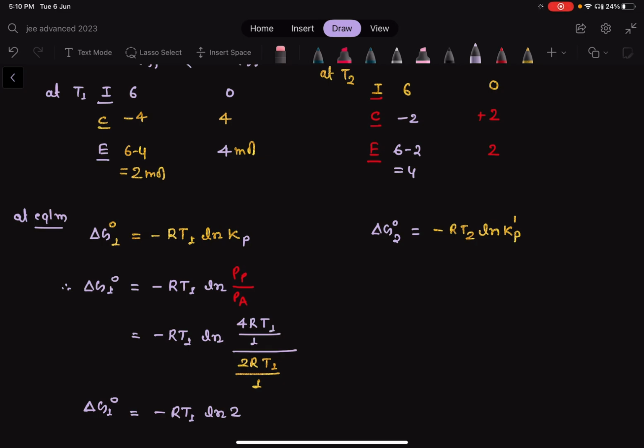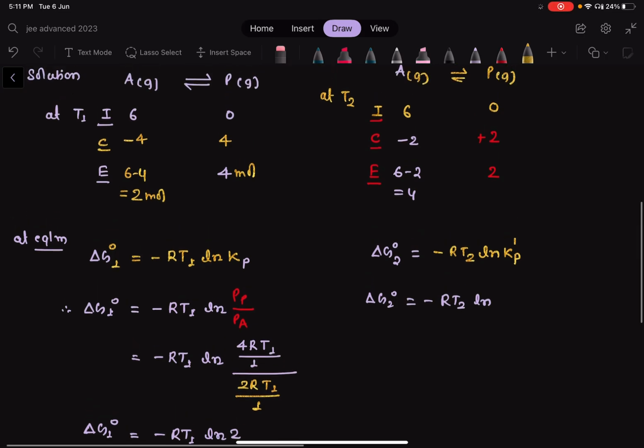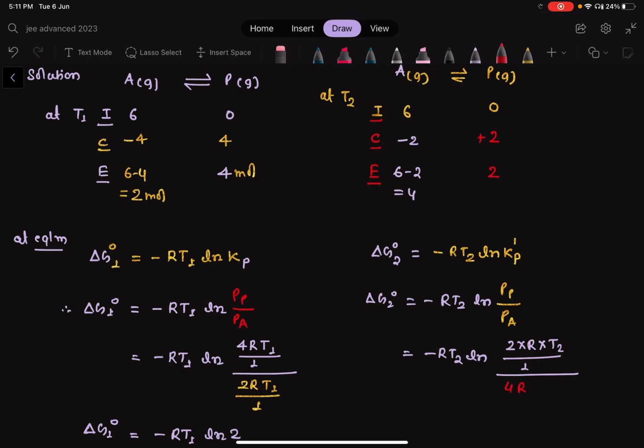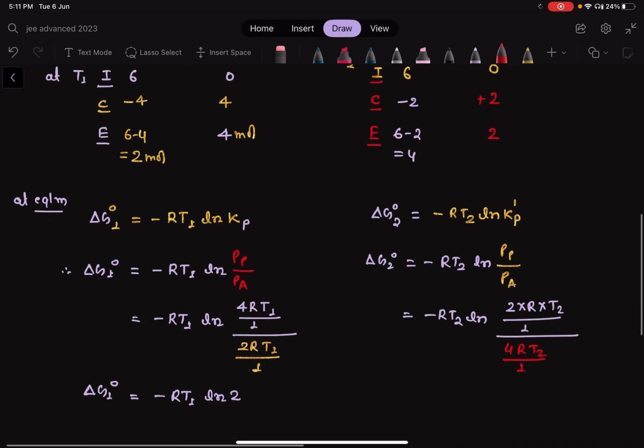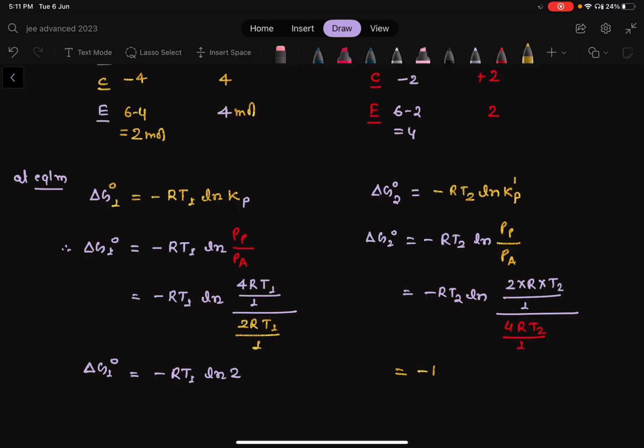Similarly we can find delta G2 naught also. Delta G2 naught will be equal to minus RT2 ln Kp dash, which is the partial pressure of P at equilibrium over the partial pressure of A at equilibrium at temperature T2. The partial pressure of P will be equal to n, the number of moles of P at equilibrium, times R times T2, divided by the volume, which is 1 liter. The partial pressure of A is likewise nRT divided by volume. So all this will get cancelled, and we get minus RT2 ln of 2 by 4, that is 1 by 2.